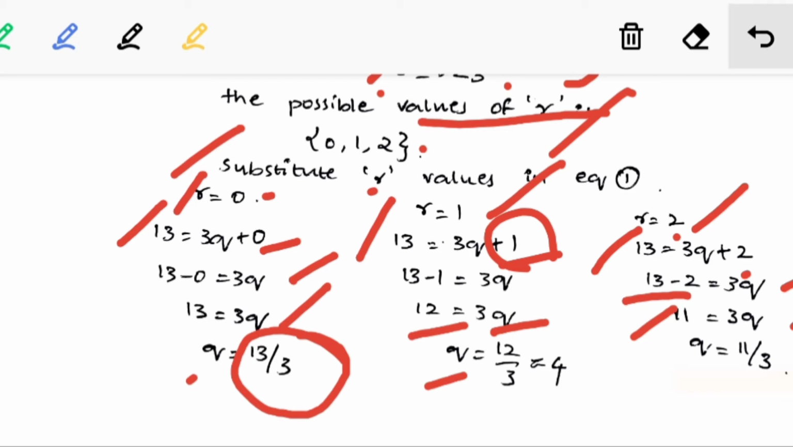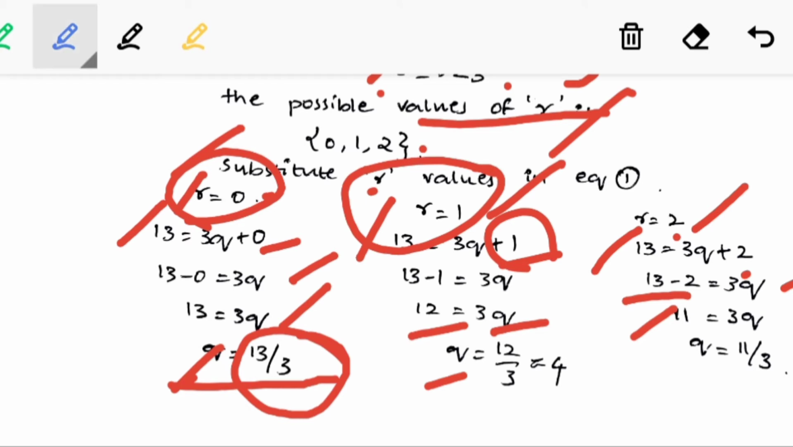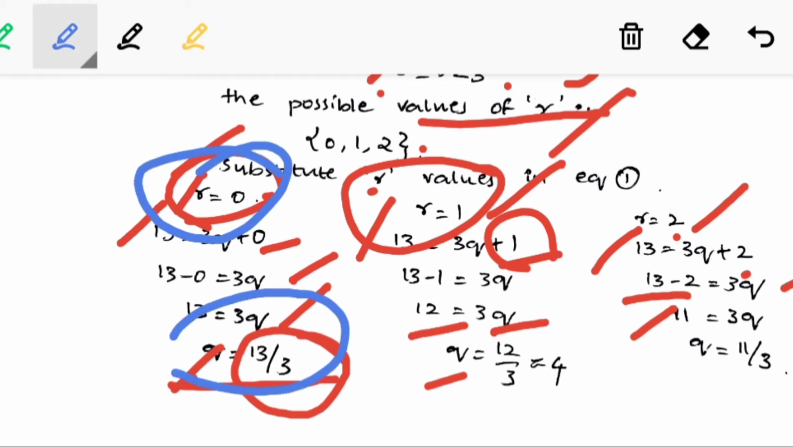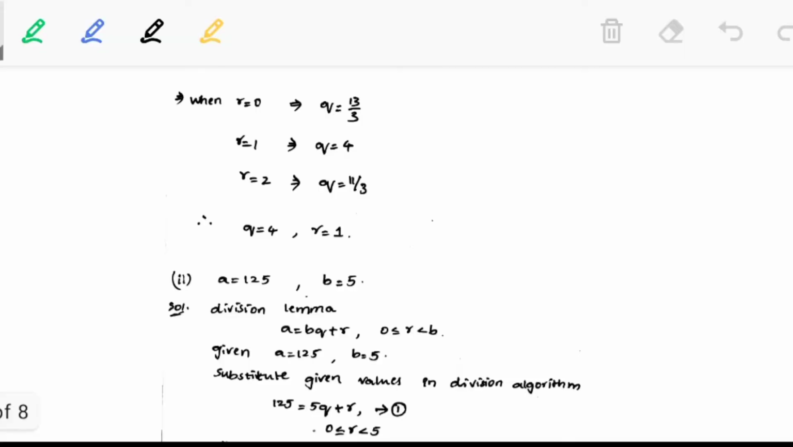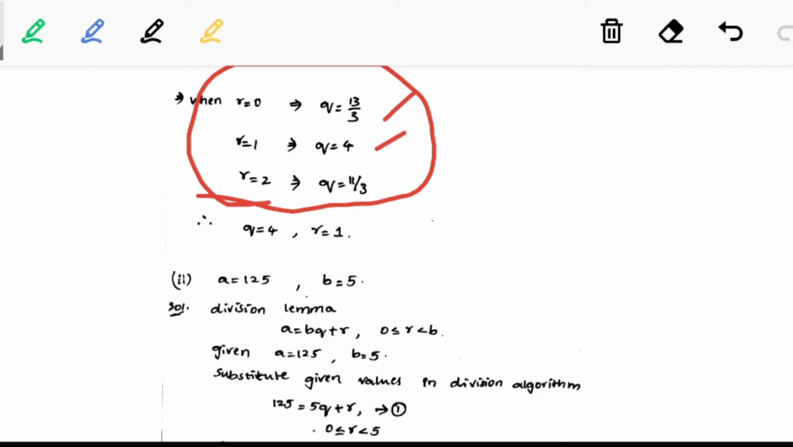For each individual value of R, we got a unique value of Q. That is, for R equal to 0, we got the Q value as 13 by 3. For R equal to 1, we got the Q value as 4. For R equal to 2, we got the Q value as 11 by 3. So here I have listed, for each value of R, the value of Q which we got earlier. Now among these three values, which value do we need to choose as the final answer?